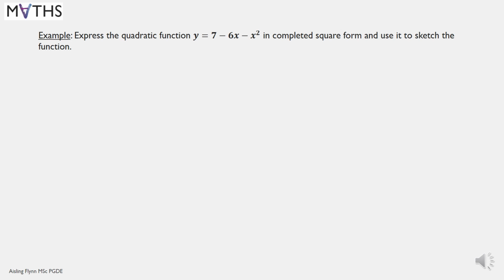Okay, let's practice that by doing another one. Alright, express the quadratic function y equals 7 minus 6x minus x squared in the completed square form and use it to sketch the function.